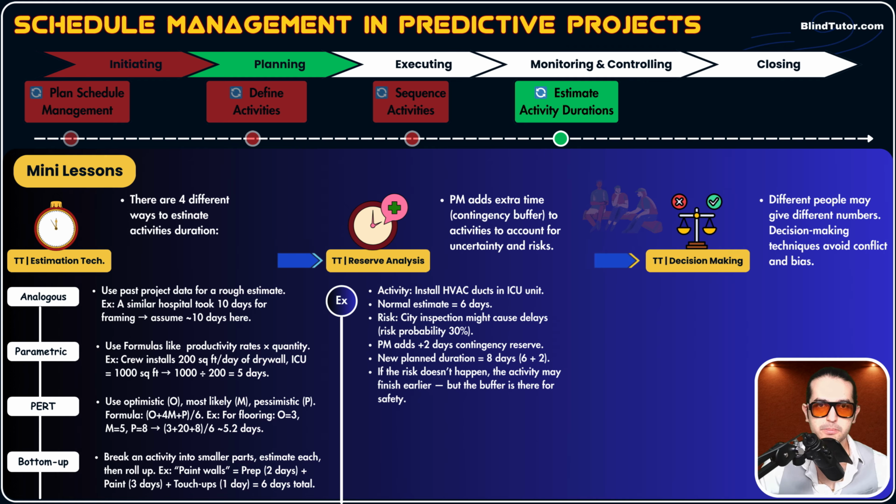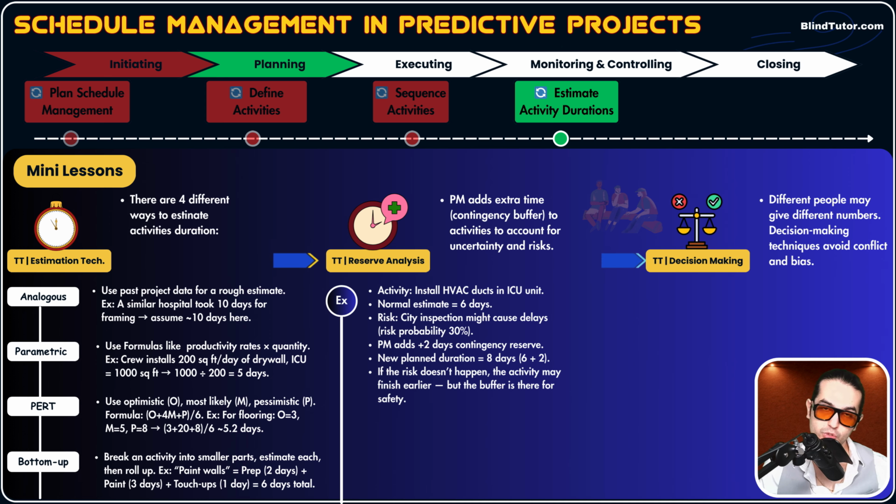But guys, remember, there could be misalignment or conflict between estimation. Okay, some team members think this activity will take 6 days. Others would say, no, 12 days. Conflict. Okay. So what do you do here? You use decision-making techniques, guys.